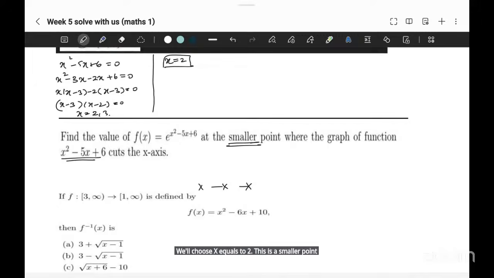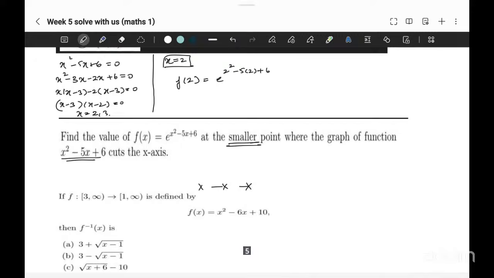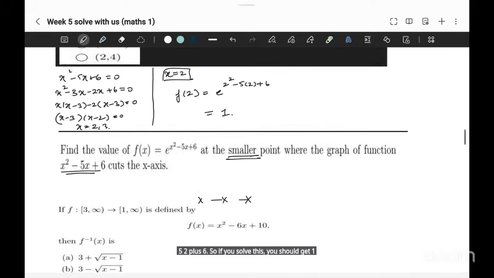Now just find the value of f of 2, which is e raised to the power 2 square minus 5 times 2 plus 6. So if you solve this, you should get 1 as the answer. Is the question clear?